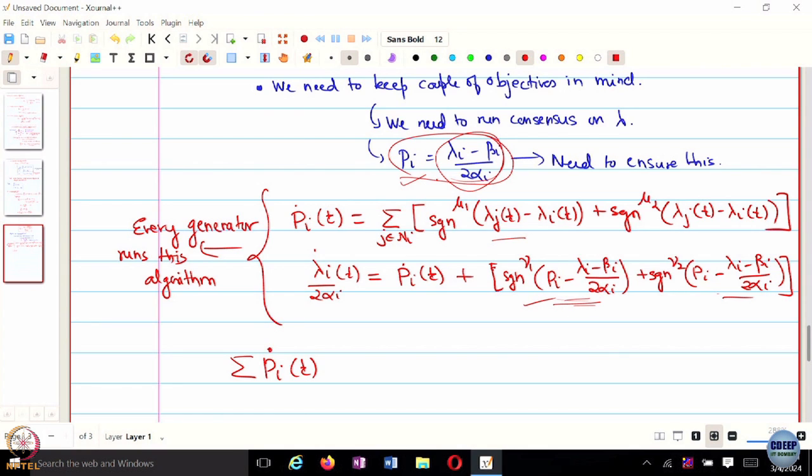This is 0, right? Because it's an odd function. So if I sum it over i from 1 through n and j again 1 through n of a_ij and so on, that is something that we had already shown in the previous lecture. So this is going to be 0. So this implies summation p_i(t) is always going to be summation p_i(0), which is going to be p total. Okay. So whatever consensus happens on lambda, it would be corresponding to this p total.